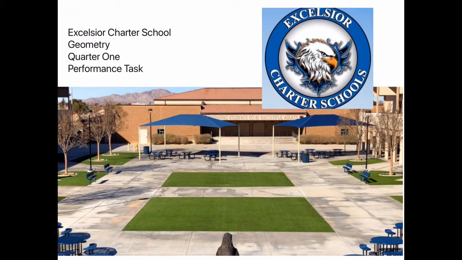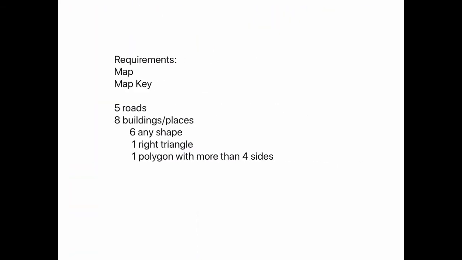But in this performance task, you're going to be creating a map with a map key, and you must have them both. So you have to have your map and your key, and then your map has to include at least 5 roads, at least 8 different buildings or places. 6 of them can be any shape you want. More than likely they end up being rectangles or squares, but they can be any shape you want. You have to have one that is a right triangle, and you have to have one that is a polygon with more than 4 sides.